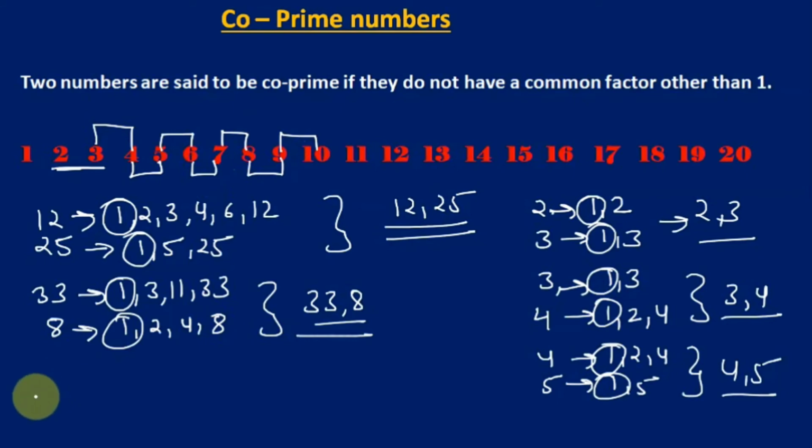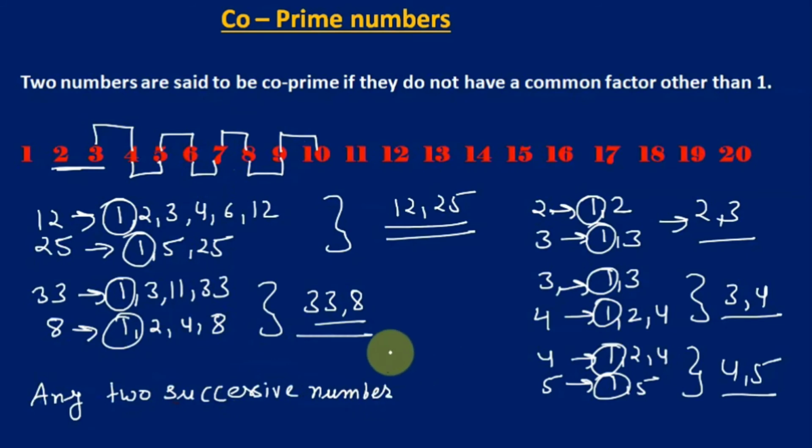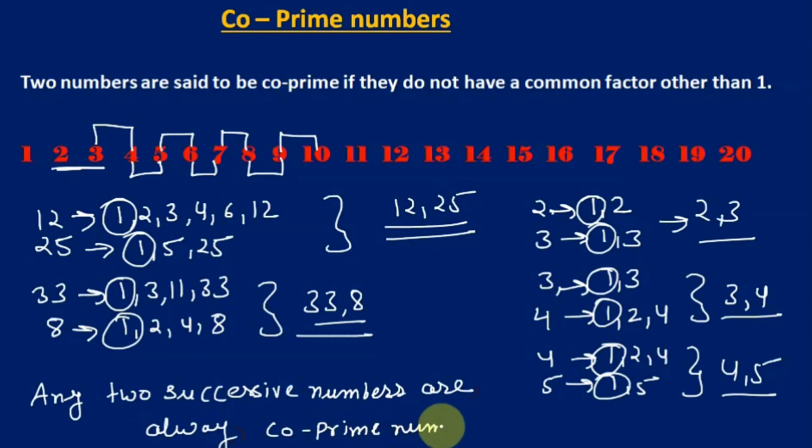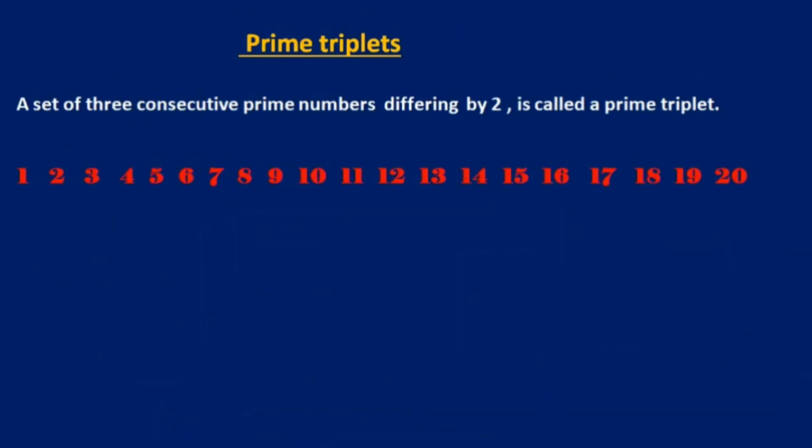Okay, so we can write down: any two successive numbers are always co-prime numbers. Okay, you can take any example like 99 and 100, or 1000 and 1001. So any two successive numbers are always co-prime. Clear? Let's check prime triplet.